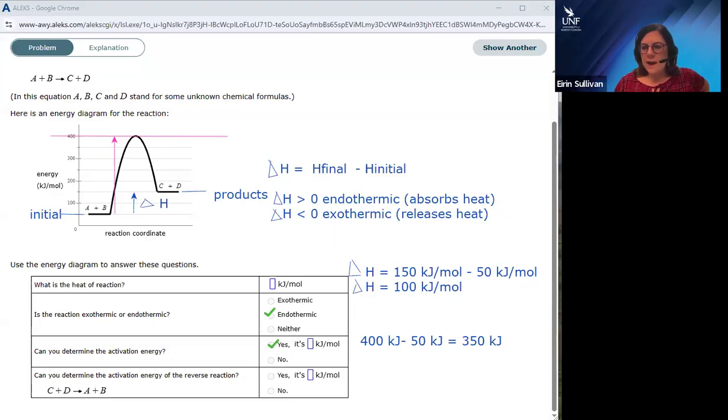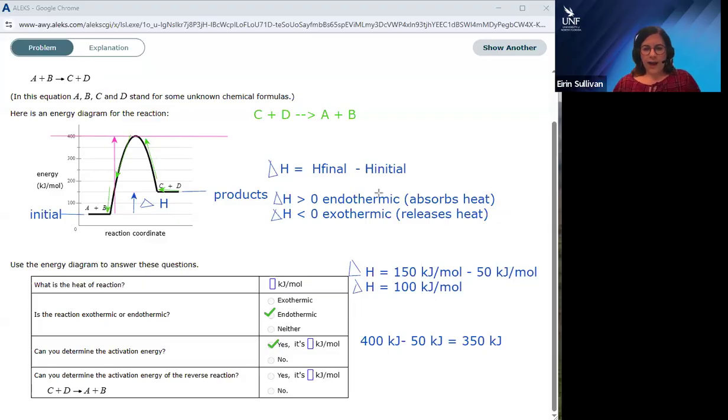Can you determine the activation energy of the reverse reaction? Well, yes, we can, because the reverse reaction, let's change color, would be reactants C plus D forming products A plus B. So we are going to just travel the opposite direction along this plot. So to give you a little visual guide here, we would be starting off here, and then going around here, like so.